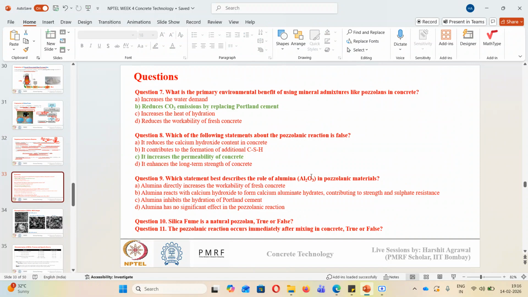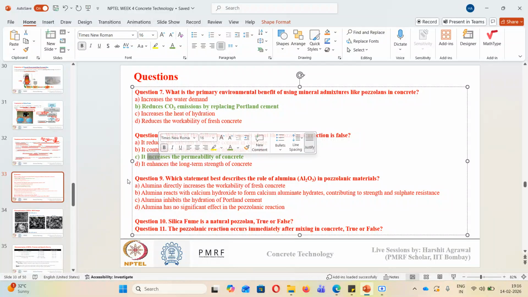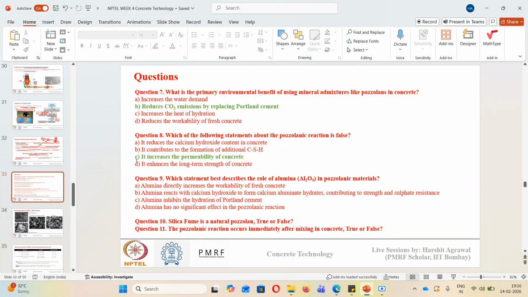Calcium hydroxide was a precipitate product present in the pore spaces in concrete, and that product is now getting consumed into a solid precipitate. So we are densifying the concrete, and when we densify the concrete, we are reducing the permeability of concrete, and we are not increasing it. So this statement is false.